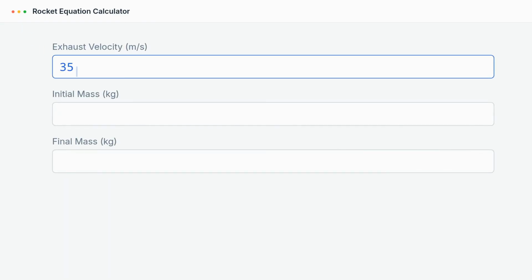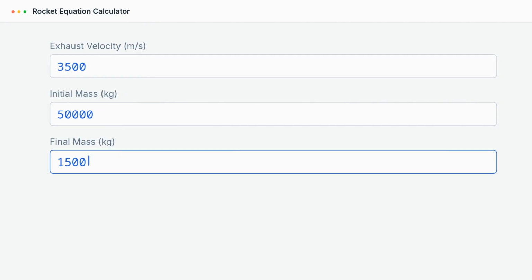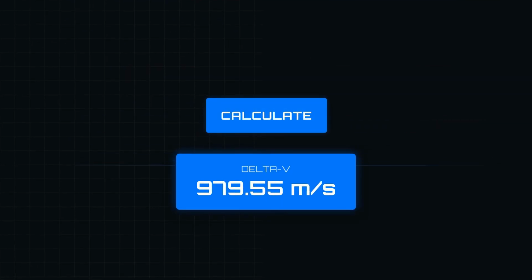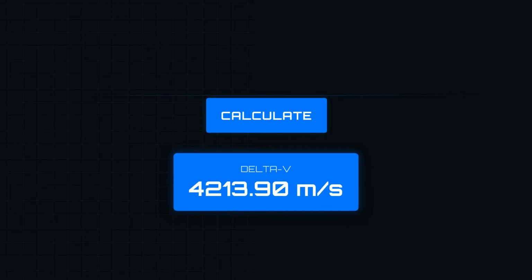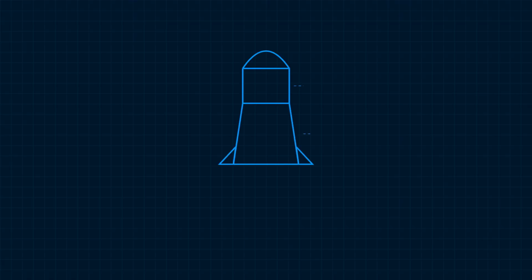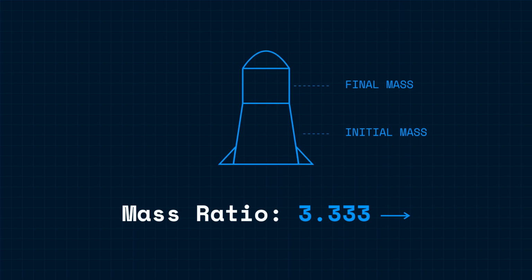I'll enter an exhaust velocity of 3,500 meters per second, initial mass of 5,000 kilograms, and final mass of 15,000 kilograms. After clicking Calculate, the results show a delta V of 42,013.90 meters per second, confirming our rocket can achieve this velocity change. The mass ratio is 3.333, meaning the initial mass is 3.333 times the final mass.